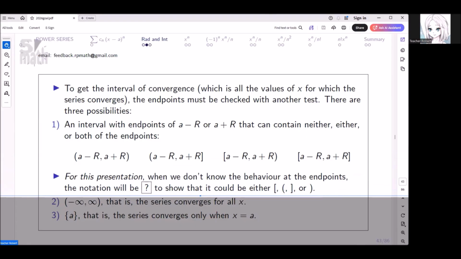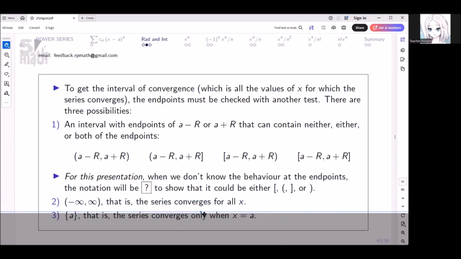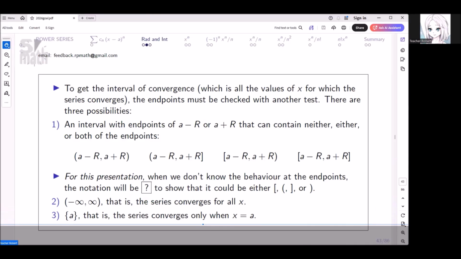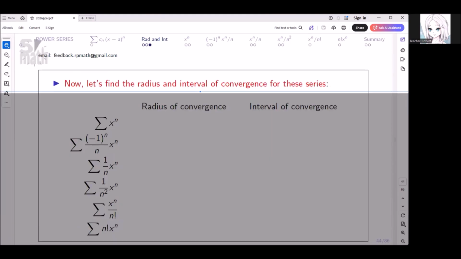For this presentation, when we don't know the behavior at the endpoints, the notation will be this, to show that it could be either of these. Negative infinity to infinity, that is, the series converges for all x. A, that is, the series converges only when x equals a. Now, let's find the radius and interval of convergence for these series.